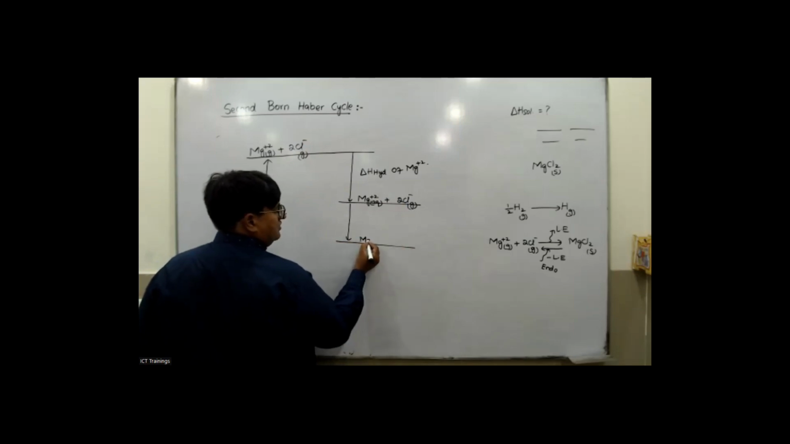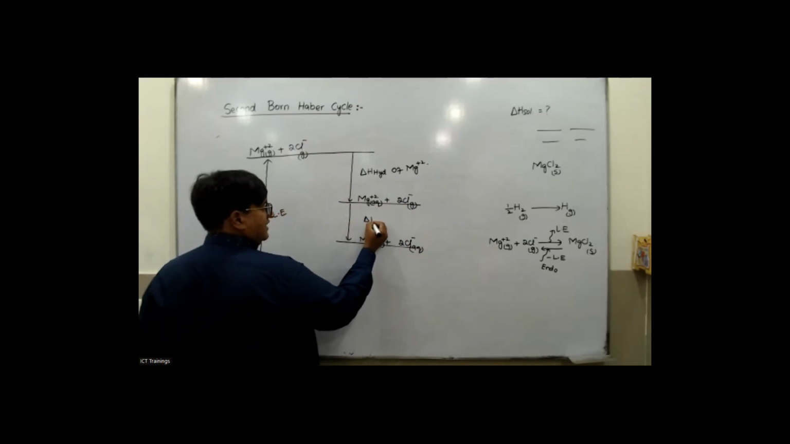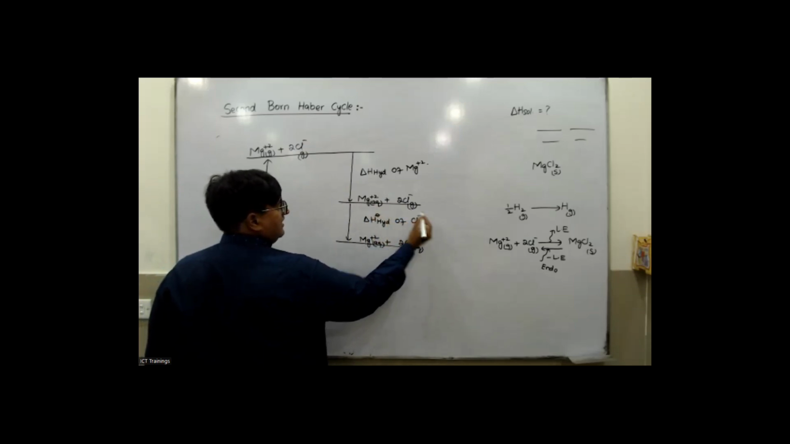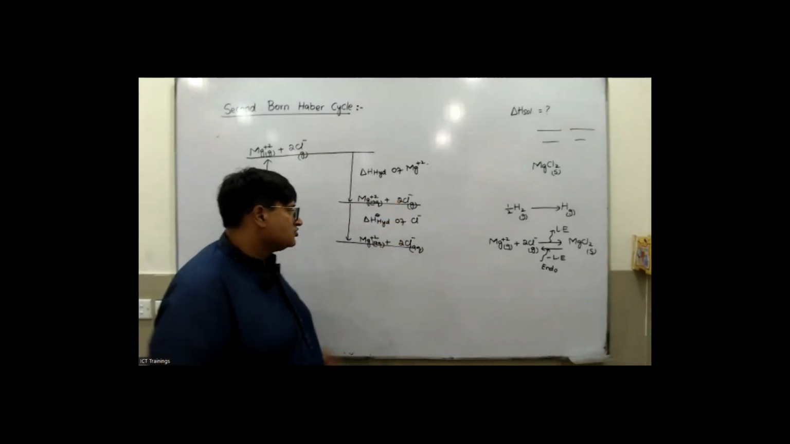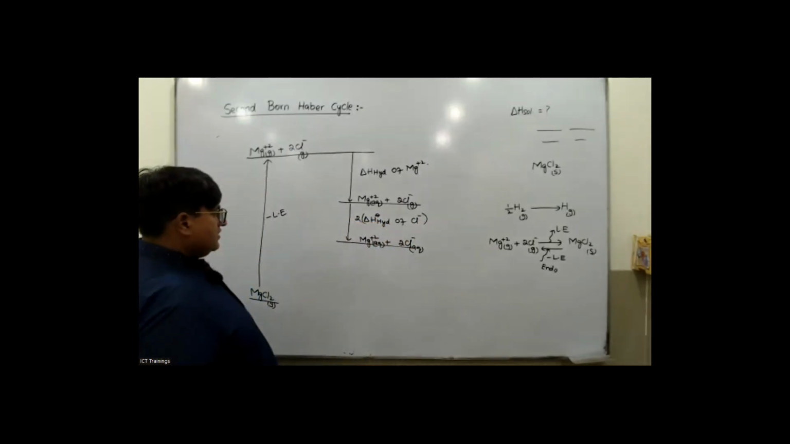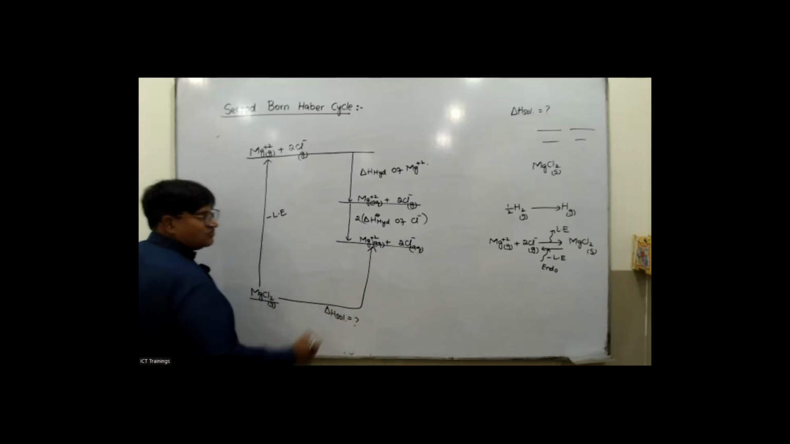Now change this one into aqueous. So write up here Mg2+ aqueous as it is, and this one you should write 2Cl- aqueous. So this is delta H of hydration of Cl-. But if you look up here, there are two Cl-, so you should multiply this one with 2. Now, this ionic compound, if you change it into the aqueous ions, this is called the enthalpy change of solution, so you have to find out this one.